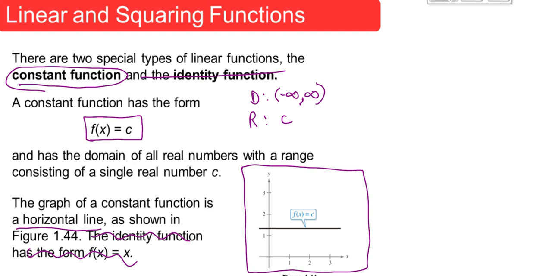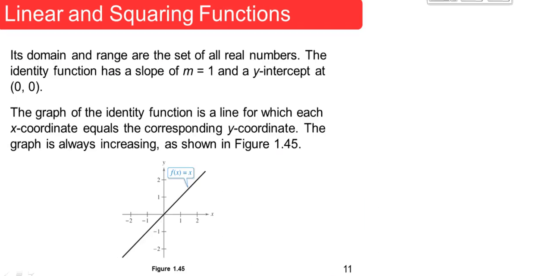Not a lot of earth-shattering stuff to say about that. It's just a horizontal line. So if you have to pause this to write some things down, I do expect you to know what a constant function is. Then we'll use this slide to write about an identity function. So the identity function is f of x equals x.